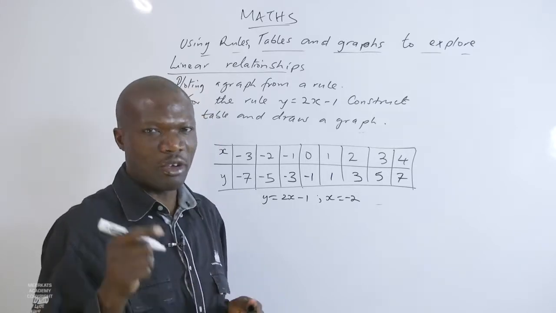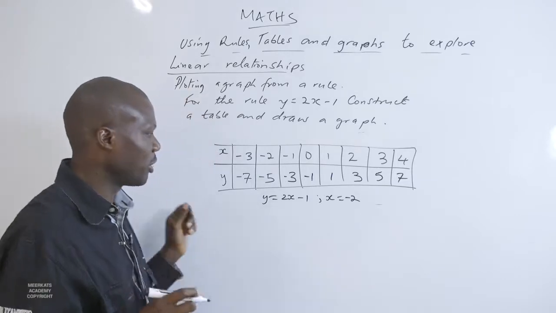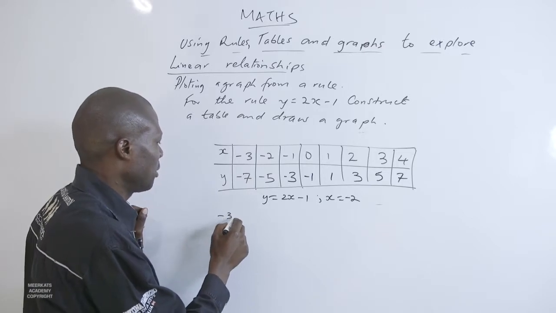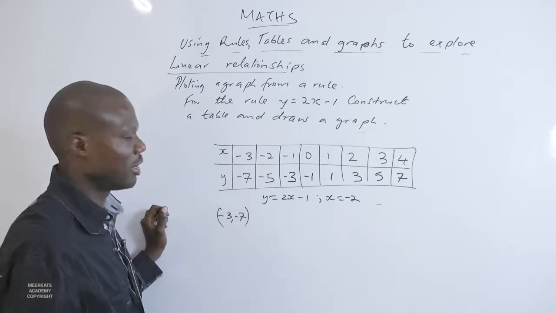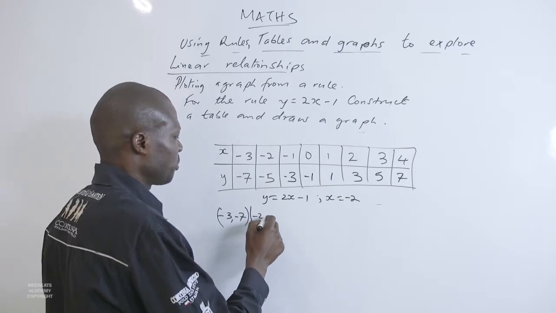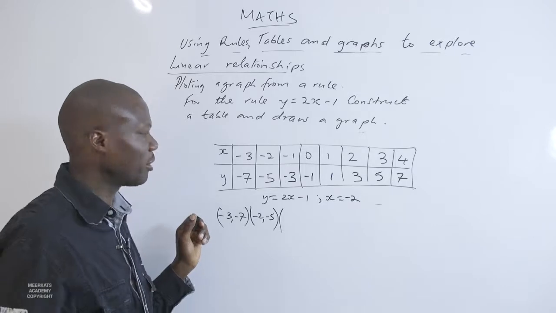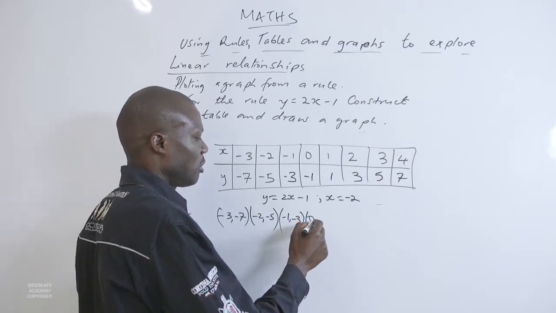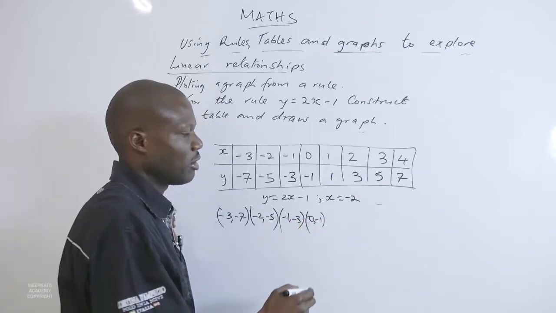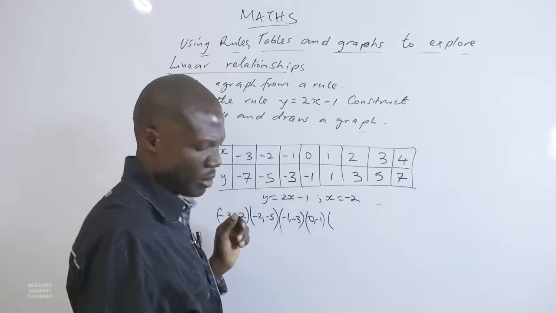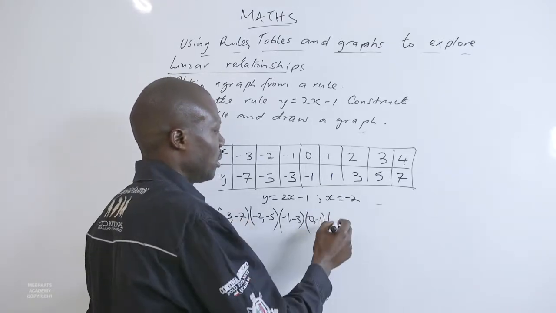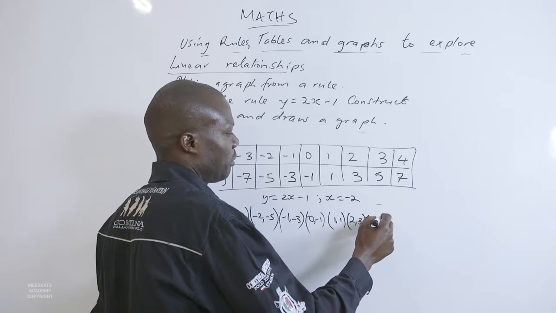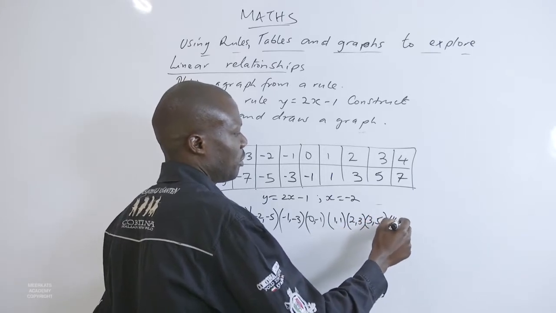Therefore, the coordinates we are going to use to plot are: the first coordinate is -3, -7. This one is a coordinate. -2, -5 is another coordinate. -1, -3 is another coordinate. 0, -1 is another coordinate. We have the coordinate 1, 1. We have 2, 3. And we have 3, 5. We have 4, 7.